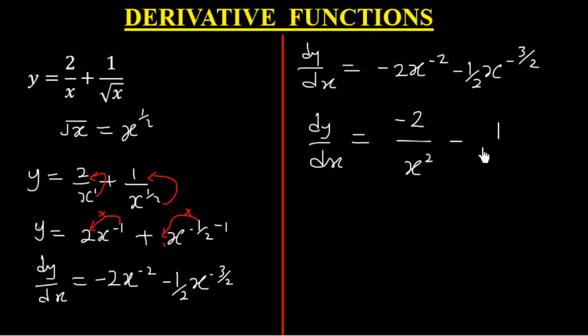minus 1 over 2 x to the power 3 halves. Alright, so that is what we have as the derivative of the function 2 over x plus 1 over square root of x. Now you can move ahead.